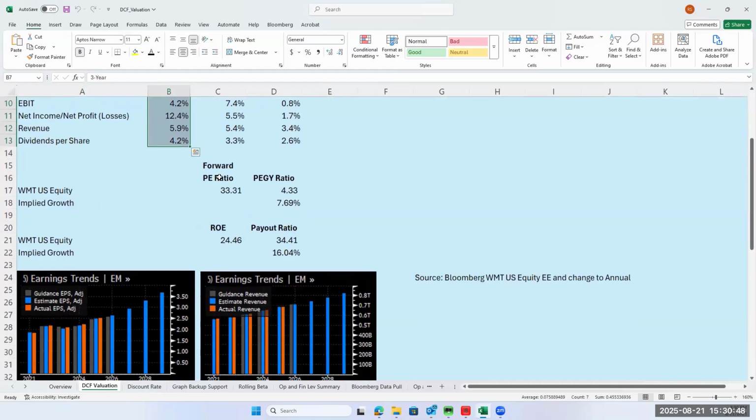The second thing I like to look at is what growth rate is priced into the market. I look at their forward PE ratio and their PEG ratio. If you divide their PE ratio by the PEG ratio, you get what the market thinks their growth rate in earnings per share will be over the next 5 years.